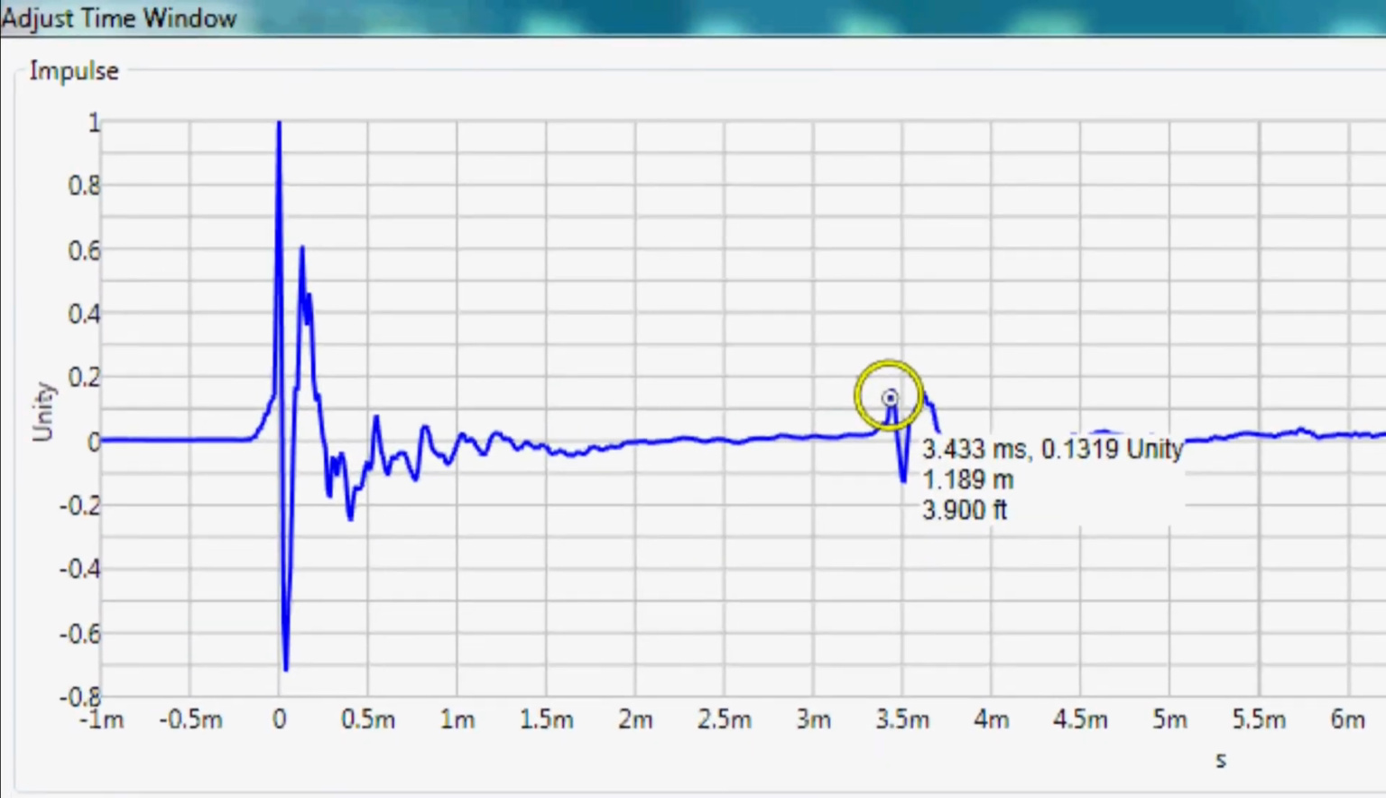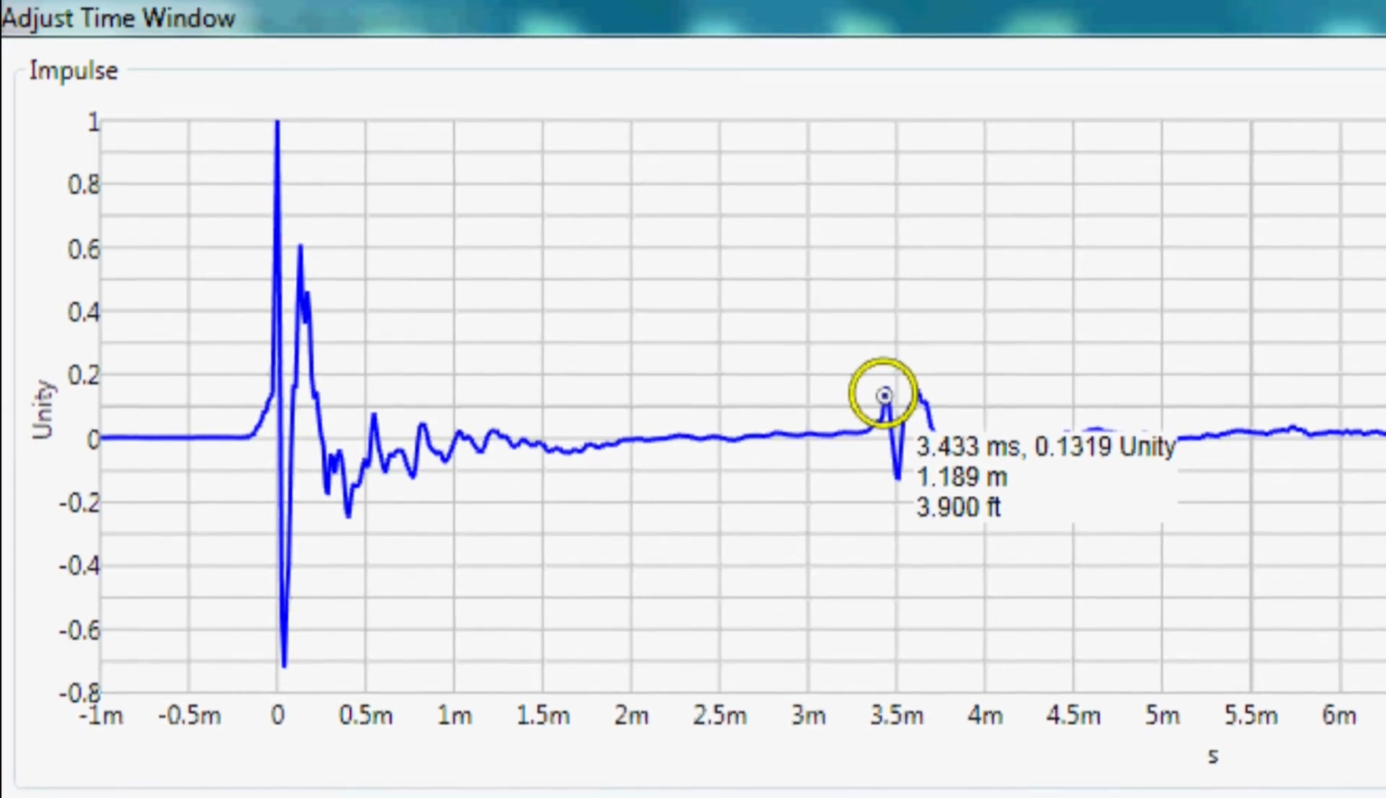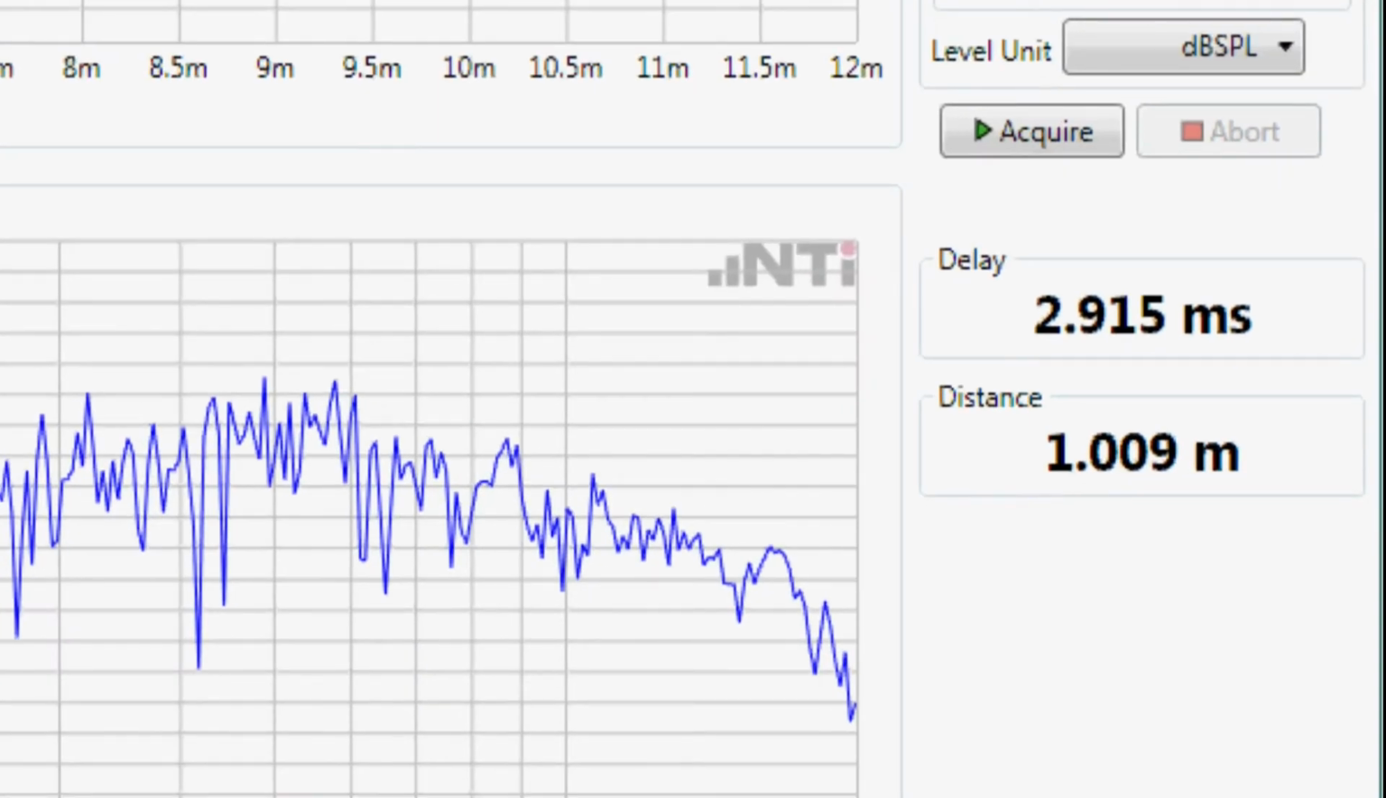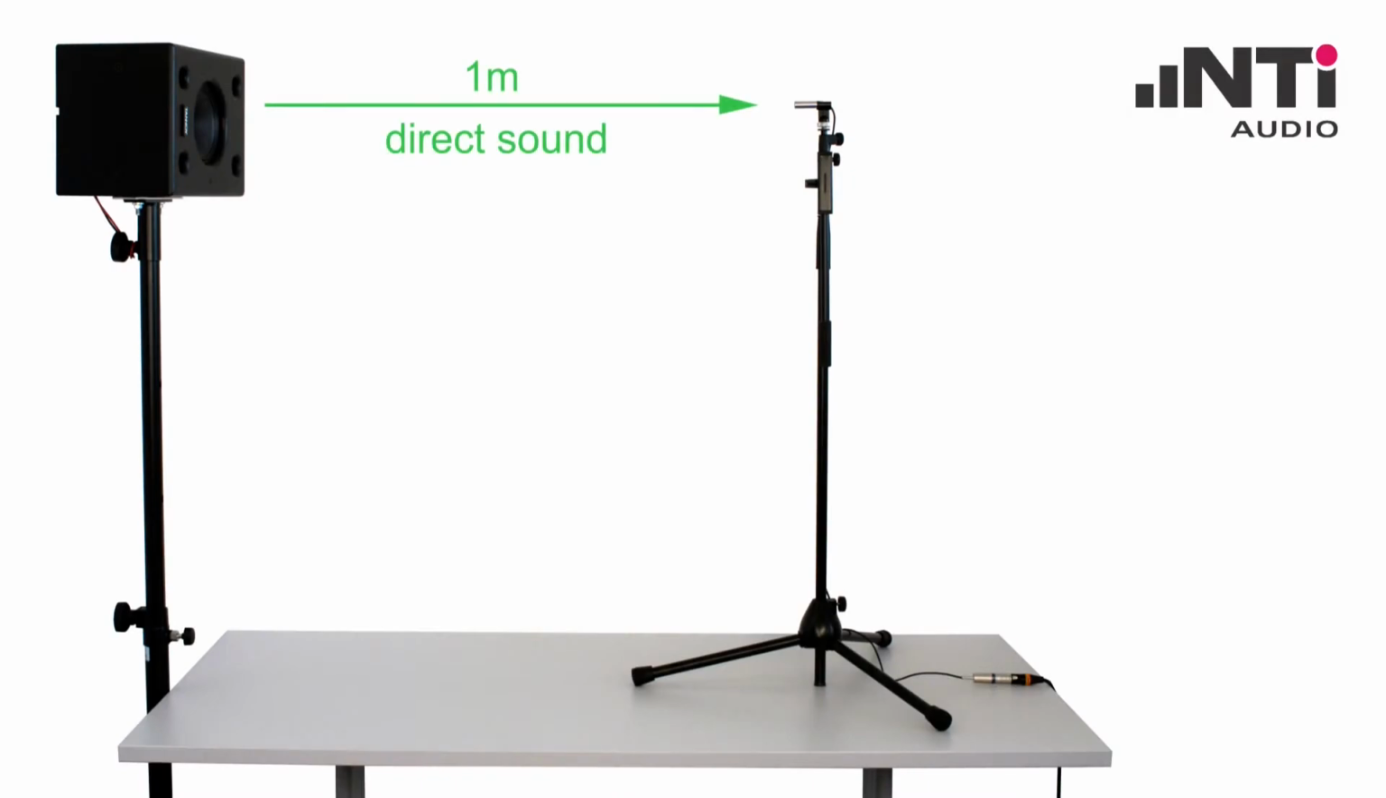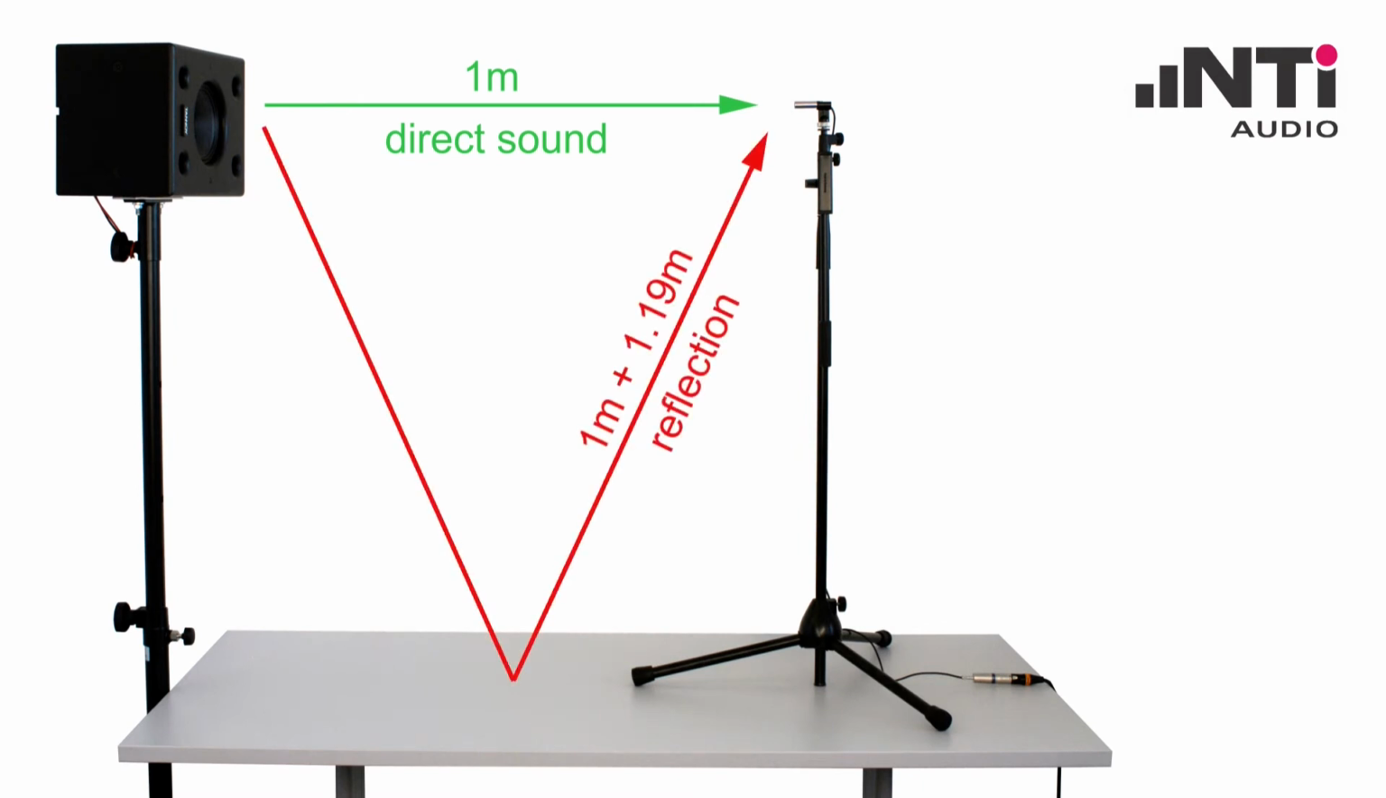In our example, this happens at 3.44 milliseconds. The FX control software also displays the equivalent distance to that time. In our case, this corresponds to 1.19 meter. Also, the 1 meter distance from the loudspeaker to the microphone is measured. The first reflection travels 1.19 meter longer than the direct sound, which makes a total of 2.19 meter. It thus becomes clear that the sound waves bouncing back from the desk are the source for the first reflection.